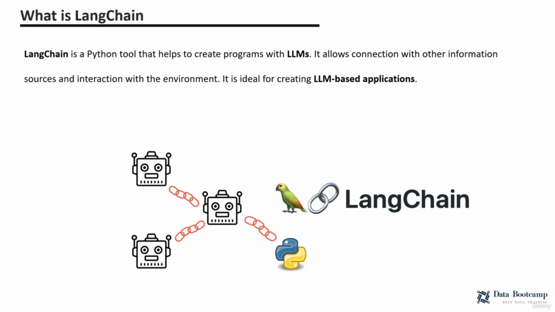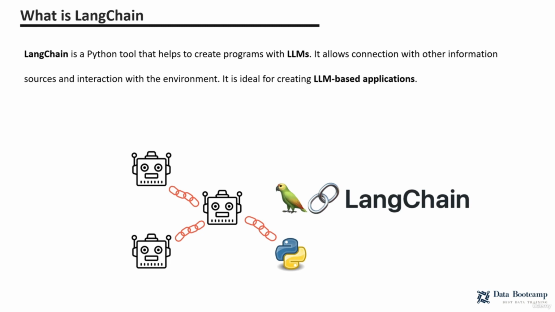In this task, we will briefly explain what LangChain is. LangChain is a tool that helps us create programs that use language models. LangChain makes these programs more powerful by connecting them with other sources of information and enabling them to interact with other environments. It is written in Python programming language and is designed to be easy to use and highly intuitive.